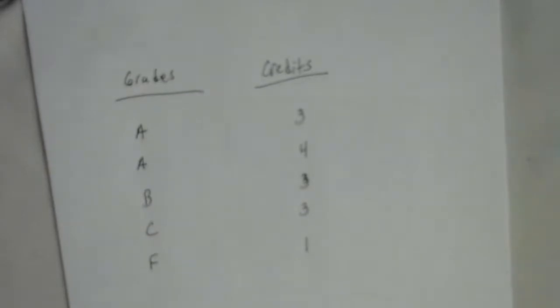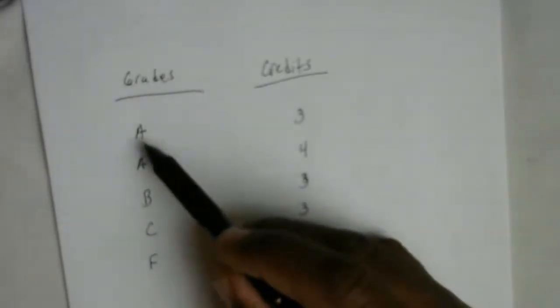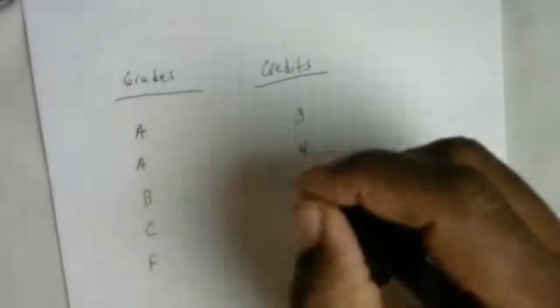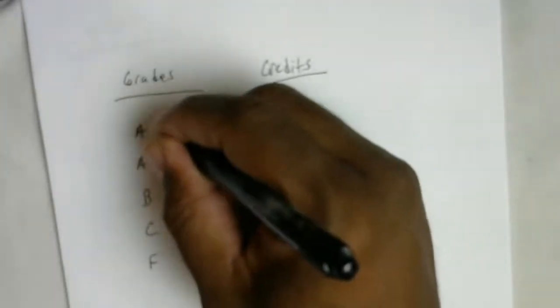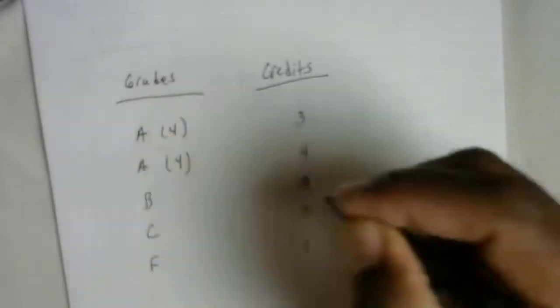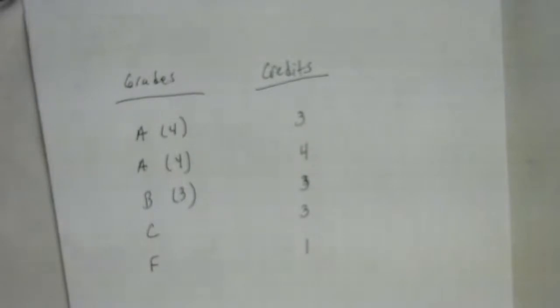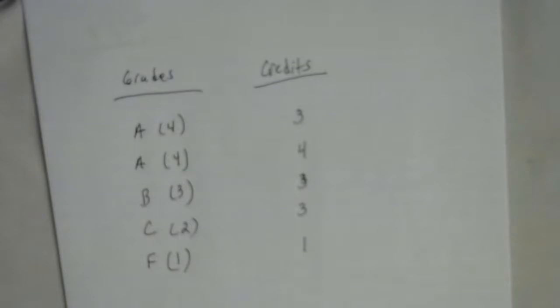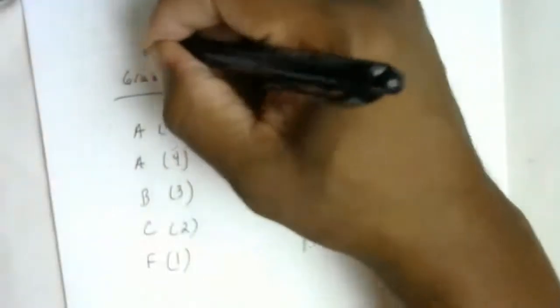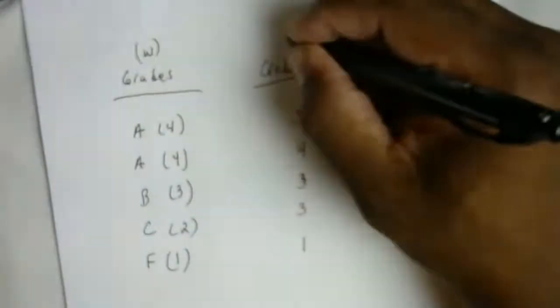Okay. So now notice that each one of my grades is weighted a little bit differently. So an A is equal to 4. A B is equal to 3 quality points. A C is 2. And a 1 is 0. All right, so this is our W and this is our X.